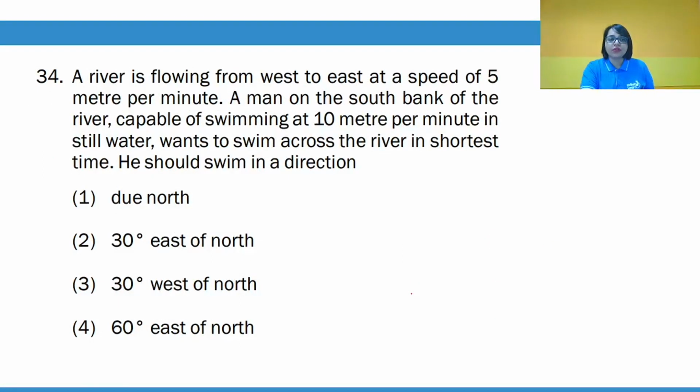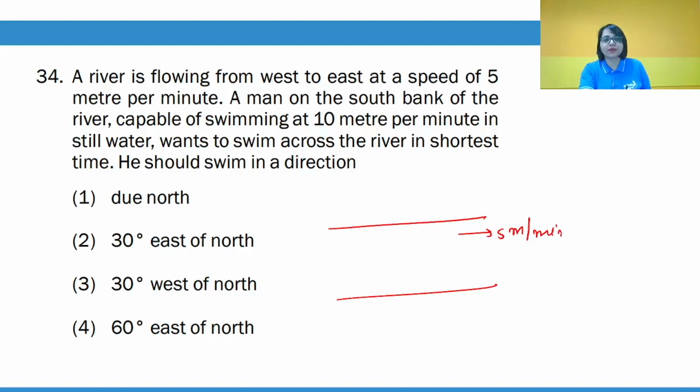Question number 34. River is flowing due west to east at a speed of 5 meter per minute. A man on the south bank of the river, capable of swimming at 10 meter per minute in still water, wants to swim across the river in the shortest time.